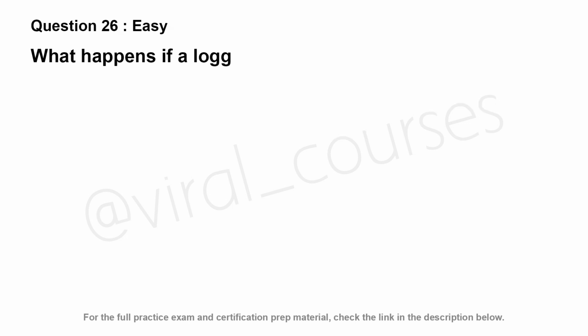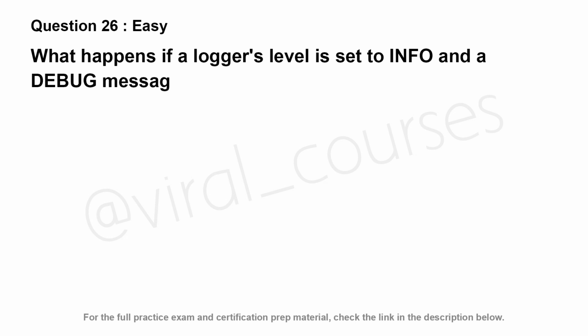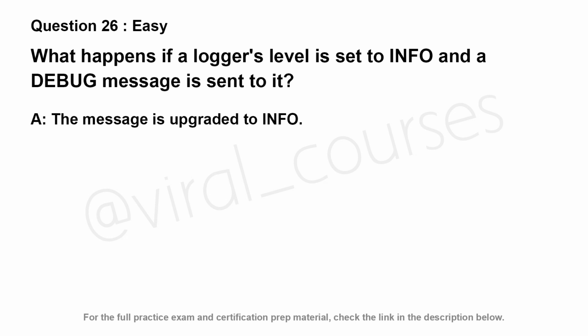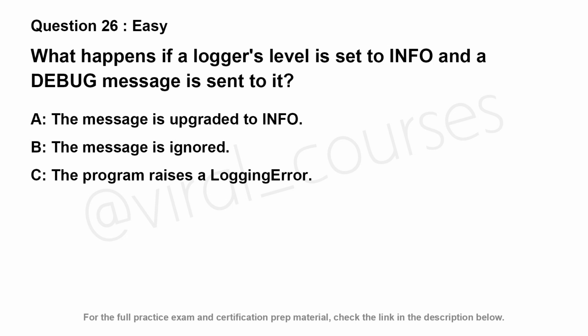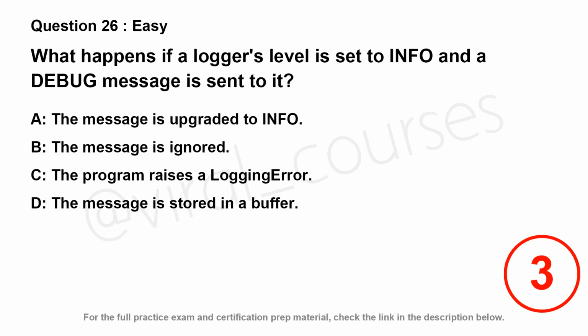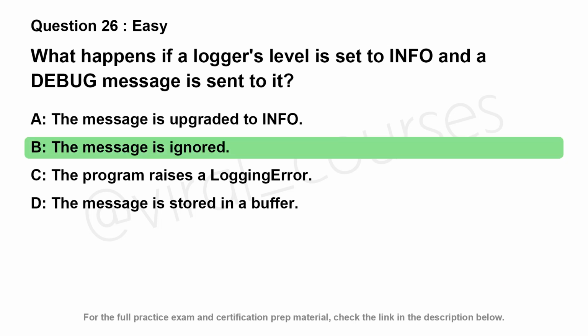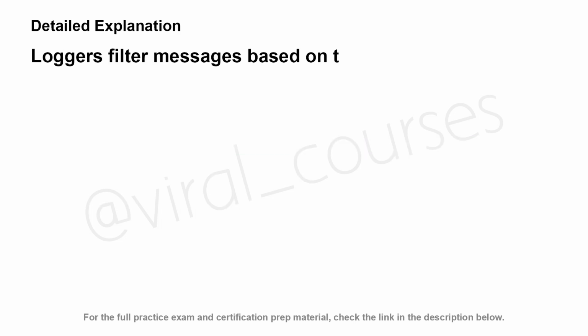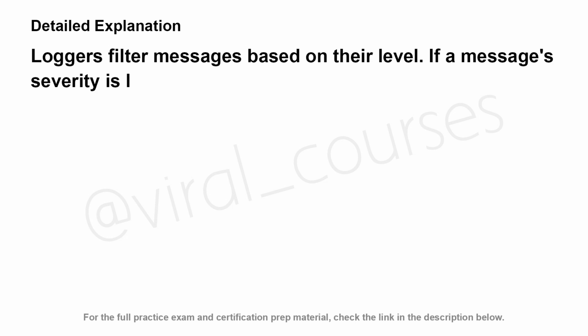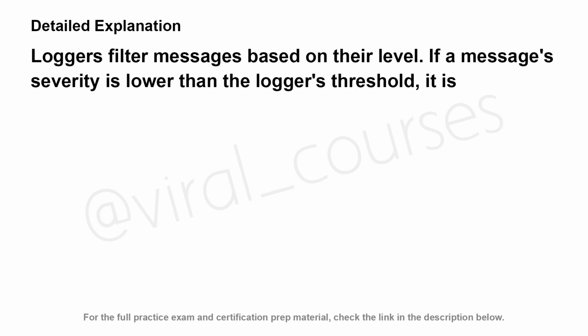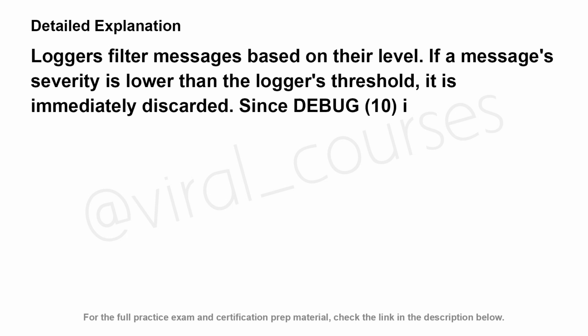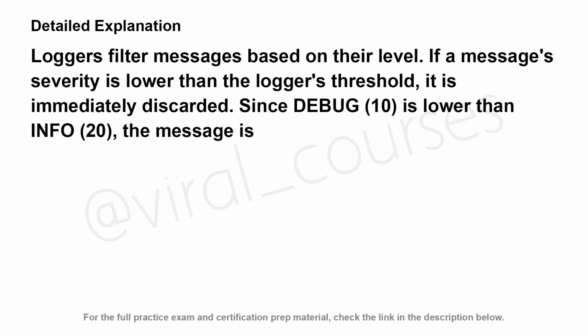What happens if a logger's level is set to info and a debug message is sent to it? Option A, the message is upgraded to info. Option B, the message is ignored. Option C, the program raises a logging error. Option D, the message is stored in a buffer. The correct answer is B. Loggers filter messages based on their level. If a message's severity is lower than the logger's threshold, it is immediately discarded. Since debug, 10, is lower than info, 20, the message is ignored.